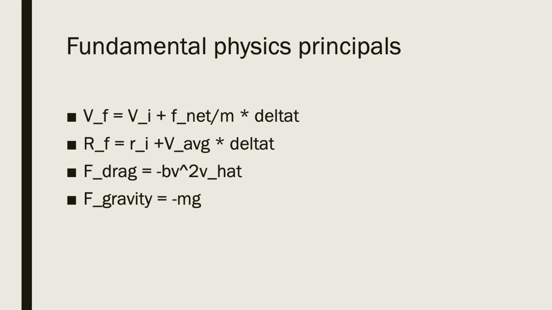Some important physics formulas are the velocity update and position update formulas that were derived from Newton's second law of motion. The velocity update formula is Vf equals Vi plus F net over m times delta t, and the final position formula is Rf equals Ri plus V average delta t. These formulas helped us determine new positions and velocities at a certain point in the object's trajectory.